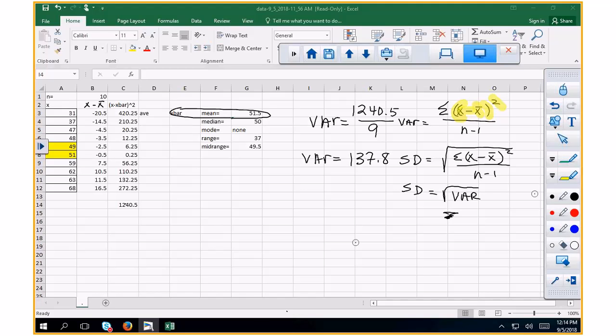That's fine. Now, I don't care about the variance. They're going to ask it about the homework. They're going to ask it on the test. I care less about it. All right? Take the square root of it. Standard deviation is equal to what?